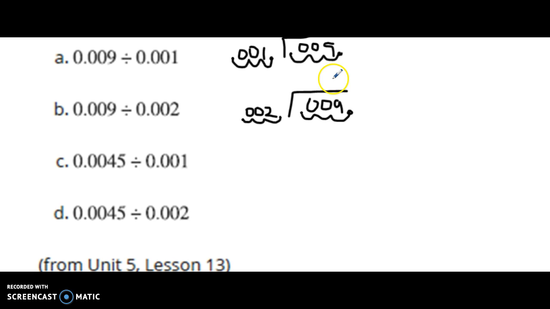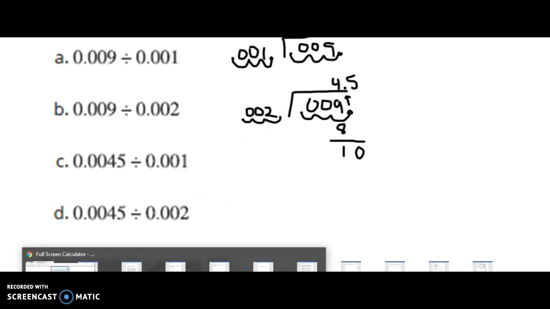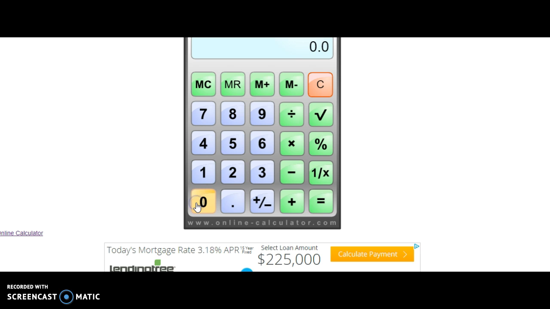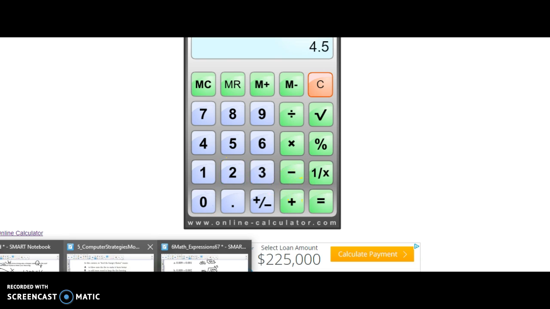2 goes into 9 4 times. 4 times 2 is 8. 9 minus 8 is 1. I'm going to drop down my 0 from here. 2 goes into 10 5 times. But my answer is not 45 because my decimal has to slide up. So it's actually 4.5. Let's double check on the calculator. 0.009 divided by 0.002 equals 4.5. So I know I'm correct.